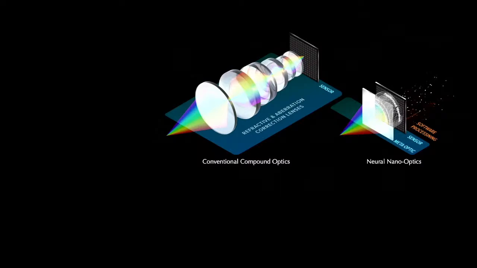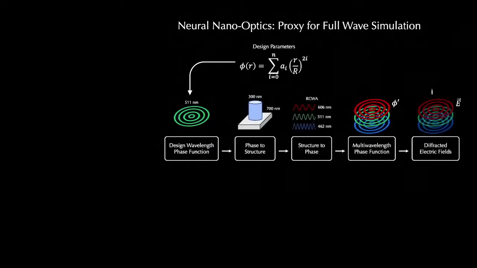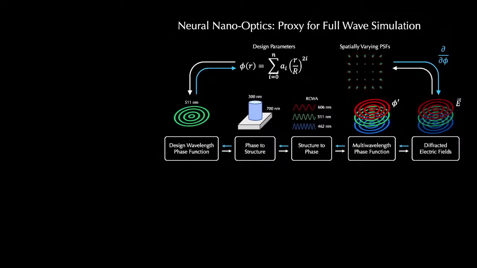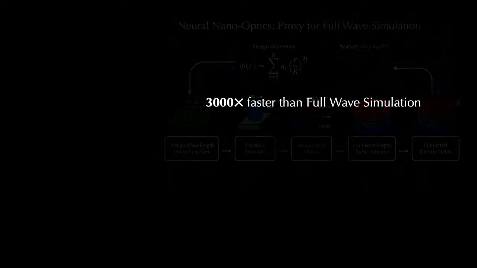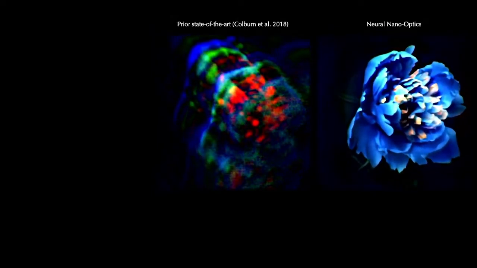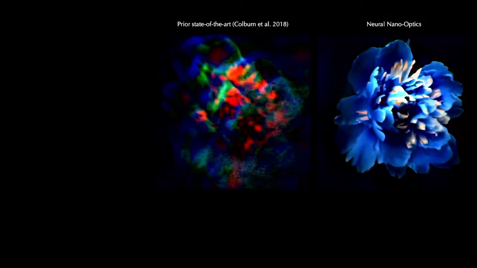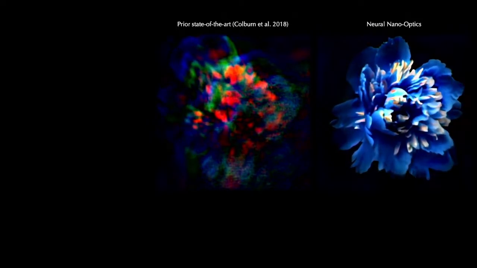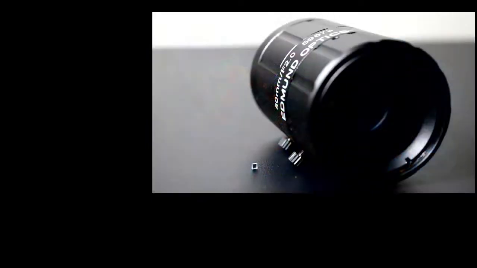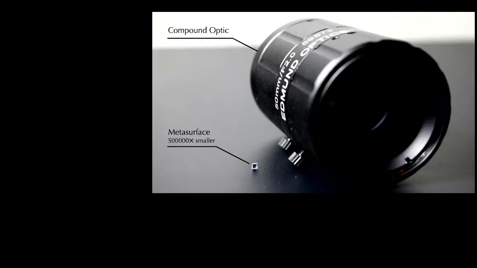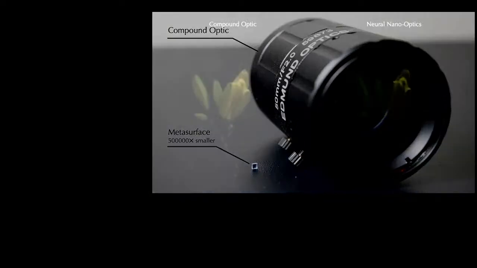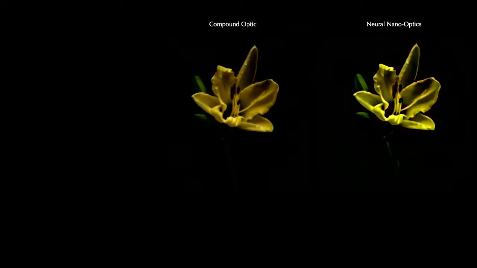In our work, we jointly design nano-optics and software processing using AI techniques, allowing us to produce neural nano-optics. To achieve this, we learn a nano-optic by using an efficient differentiable proxy function that maps phase values to spatially varying PSFs. This allows us to design the nano-optics 3,000 times faster than using full wave simulation. Neural nano-optics significantly outperforms the previous state-of-the-art and is the first meta-optics imager that achieves high-quality, wide field of view color imaging. Neural nano-optics can achieve the same quality as a conventional camera despite being over 500,000 times smaller in size. Here are side-by-side comparisons of the conventional camera and the nano camera.